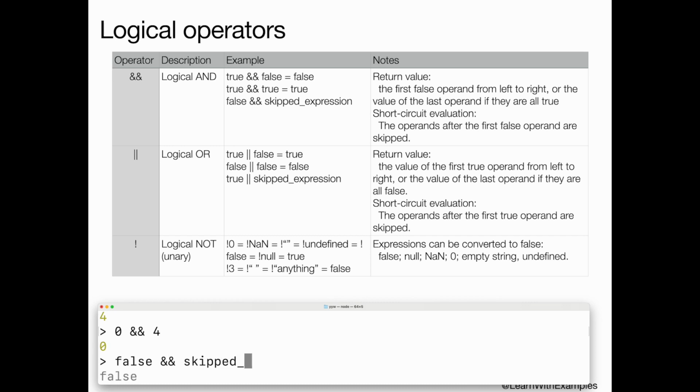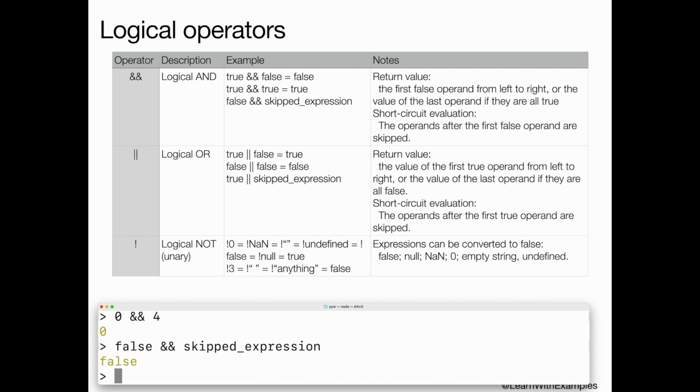The skipped expression is never evaluated because the first operand is false. Logical OR. The logical OR operator is true if one or more of its operands is true. The logical OR operator returns the value of the first true operand from left to right, or the value of the last operand if they are all false.